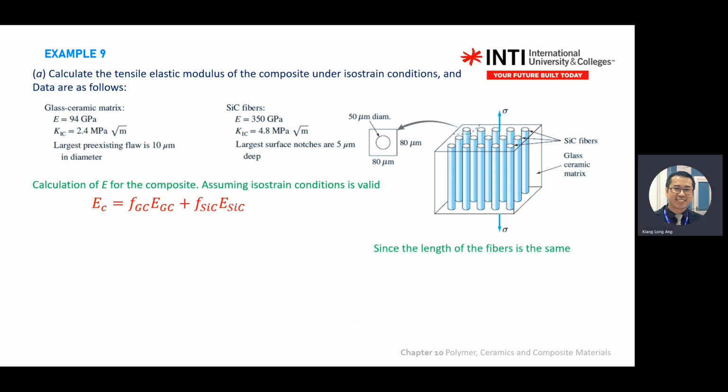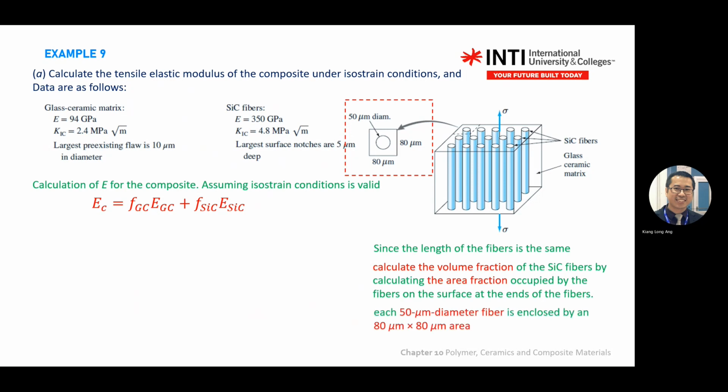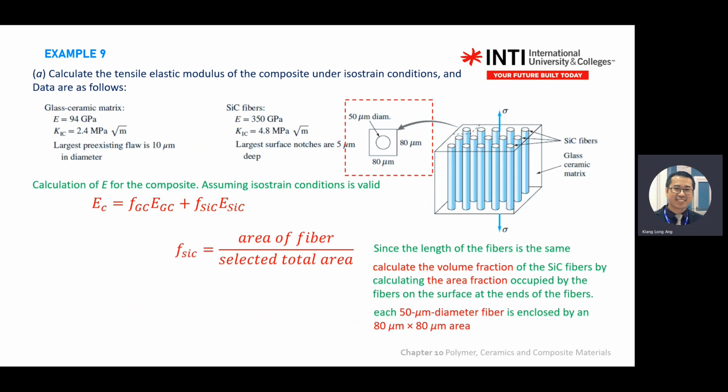The fraction you calculate based on the area. Here you have area. You can calculate area, right? So this just shows you how to find the area. So area of fiber divided by total area, you get the SiC fraction and so on. So here pi r square.